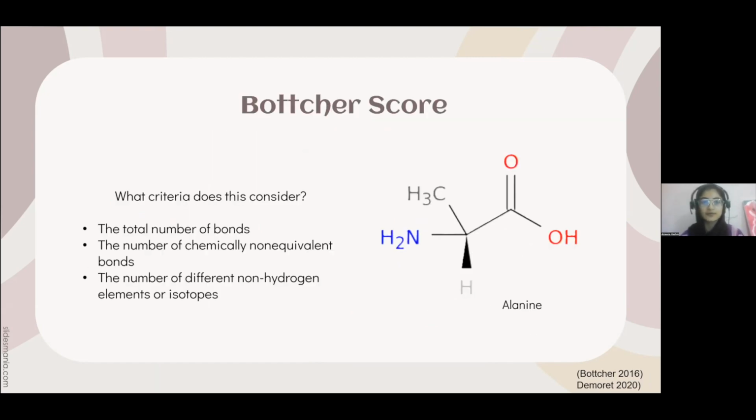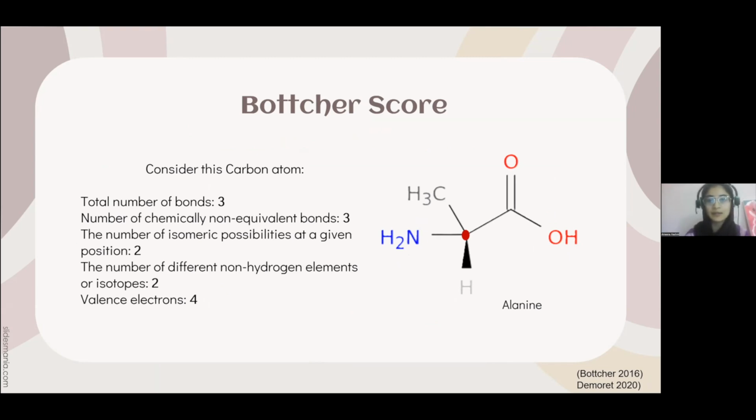Another type of topographical method of quantifying molecular complexity is the Bottcher score. It considers different criteria such as the total number of bonds, the number of chemically non-equivalent bonds, the number of different isotopes, and more. Consider this carbon atom that's been highlighted by the red dot. The total number of bonds here is 3. The number of isomeric possibilities at this position is 2. It has 4 valence electrons, and so on. You would plug all of these values into a mathematical formula that Bottcher provided, and it spits out a certain value that you can use to compare how complex different molecules are from each other.